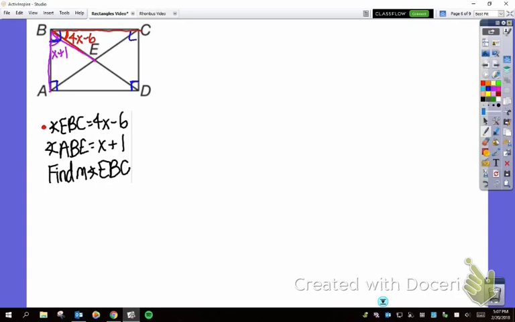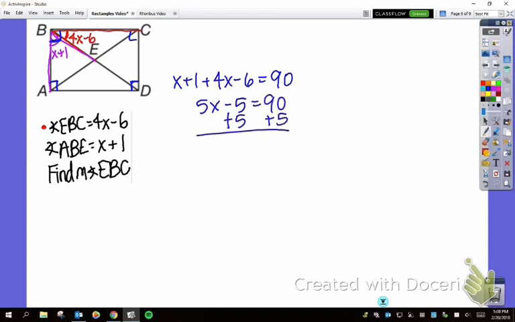Okay, so to find x on this problem, we're going to say we have x plus 1 plus 4x minus 6 equals 90. You add your x's together, you add your numbers together, and then you solve. So we add 5, we get 5x equals 95. And then we're going to divide by 5 to get x equals 19.